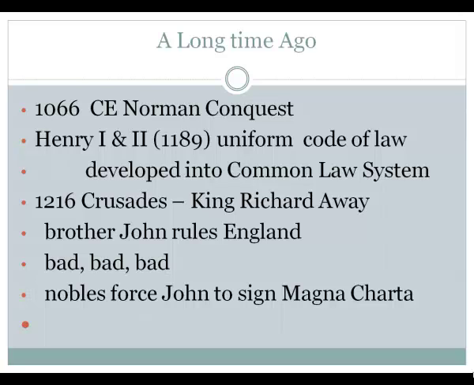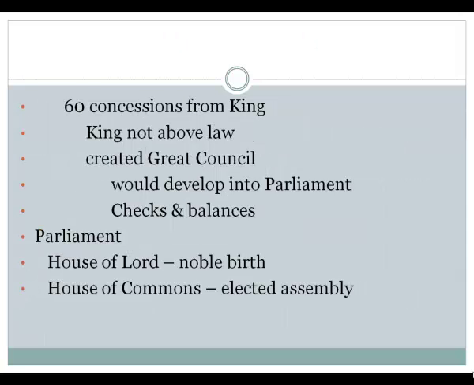So the nobles got together and forced John to sign something called the Magna Carta. It was a document that, in effect, gave 60 concessions from the king. The most important was that the king was not above the law. He had to obey the law just like you and I do. It also created something called a Great Council to advise the king, which is going to metamorphose into something called the Parliament, in which there's going to be checks and balances against the king's rule.